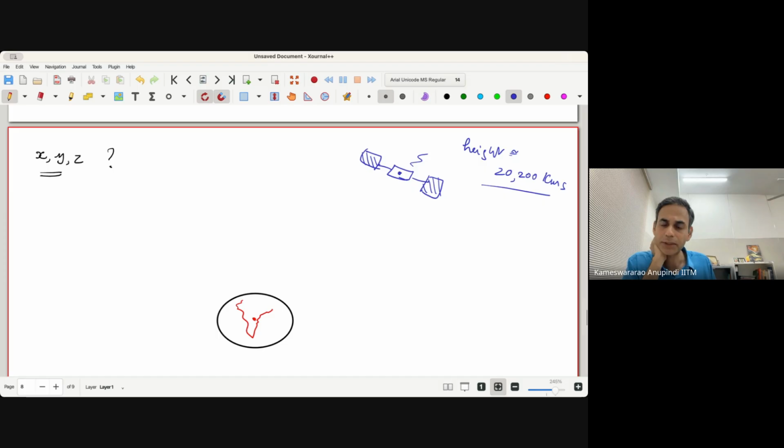Let us say this is one satellite, satellite number 1. Then you have to calculate x, y, z, but you know the position of the satellite. Let's say the satellite position is a1, b1, c1. Because we have launched it, we know its position at any given time. It is going around in an orbit that we have launched, so we know the exact location of the satellite.